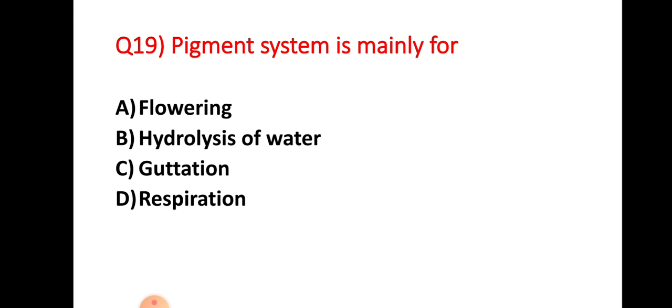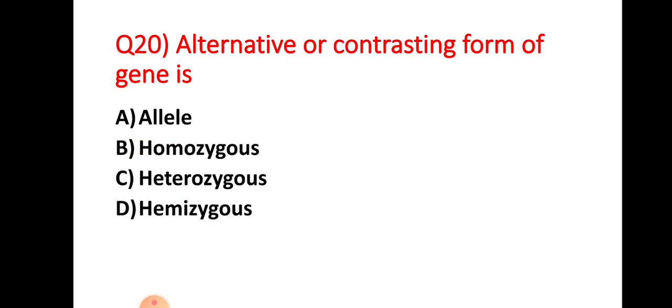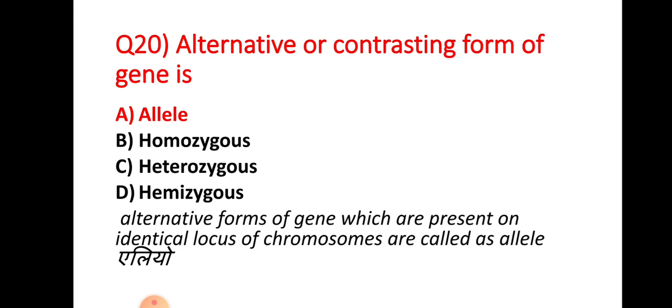Pigment system is mainly for, we know that pigment systems are the group of photosynthetic pigments which are located in chloroplast, and pigment system is mainly for hydrolysis of water. Option choice B is the right answer for question number 19. Last question for today's series is alternative or contrasting form of gene is allele. Right answer for this question is option choice A.